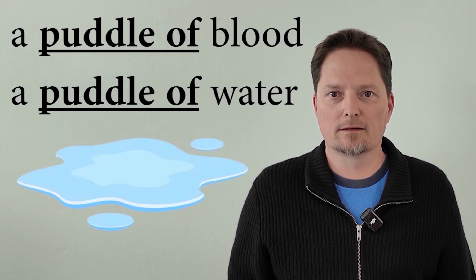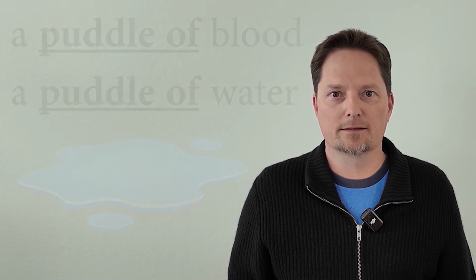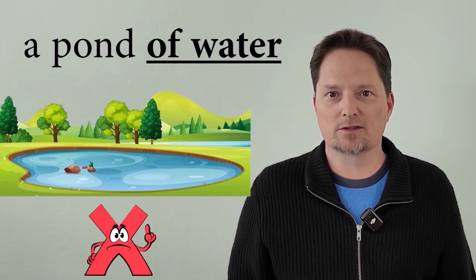What about puddle? Okay, you can say a puddle of water, because maybe it's not water. Maybe it's a puddle of blood or something else. Okay, that's possible, but not a pond. A pond is always water. So don't say it's a pond of water. That sounds crazy. It's a pond.